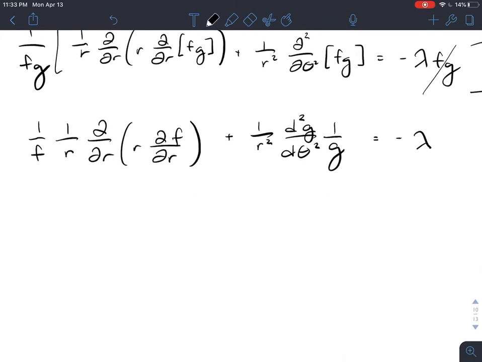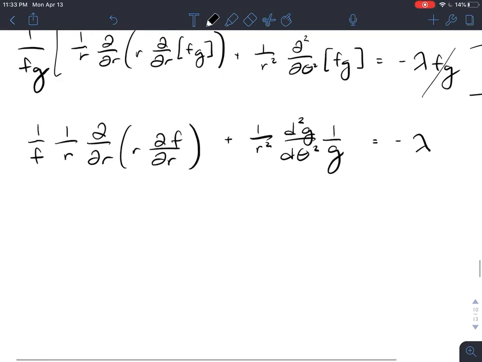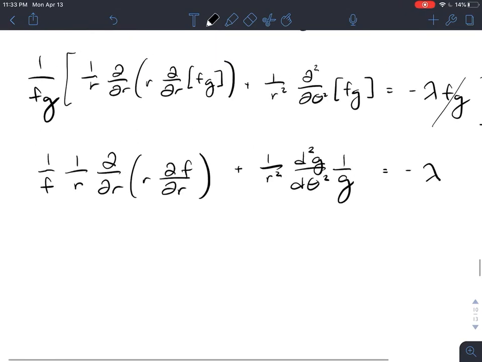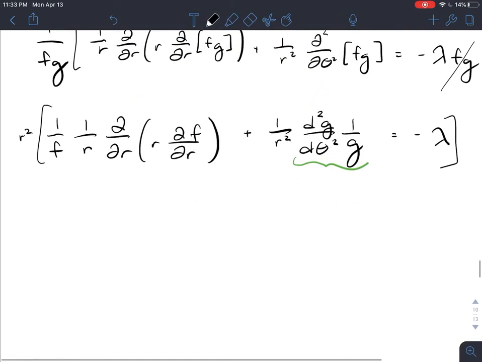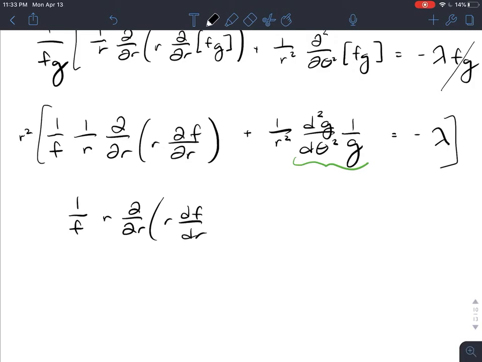So what I'm going to do is, before I move this, I'm going to multiply both sides by r squared now. And the reason why I'm doing this is because I'm trying to isolate this theta dependency onto the right hand side of this equation. So by multiplying by r squared, what I'm left with is r partial r df dr. Let's change these into derivative operators rather than del partial operators. Plus d squared dg d theta squared 1 over g is equal to negative lambda r squared.